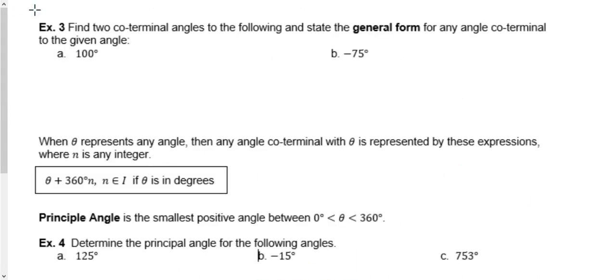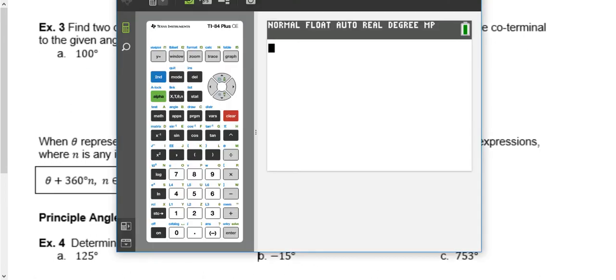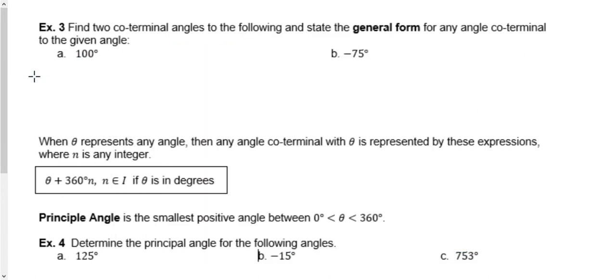So the next example here is basically asking you for coterminals, but this time without a graph. So I'm asking you to state coterminals and state general form for any angle coterminal to the given angle. So we're going to be starting off with 100. The fastest way to do this is I'm going to load up my graphing calculator and go 100. And to be coterminal to 100, I'm going to add 360 degrees. Well, then the next angle that's going to have the same terminal line with 100 would be 460. So I'm going to write down 460 as a coterminal angle.